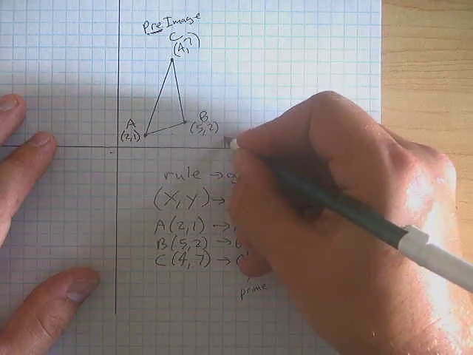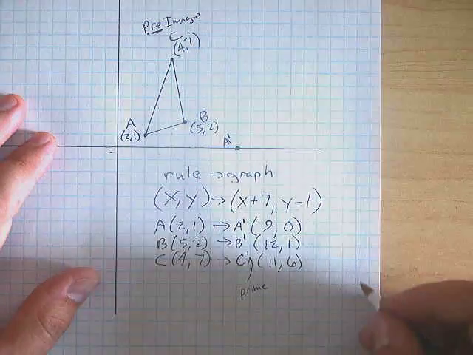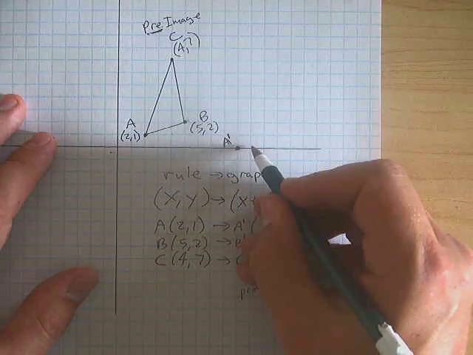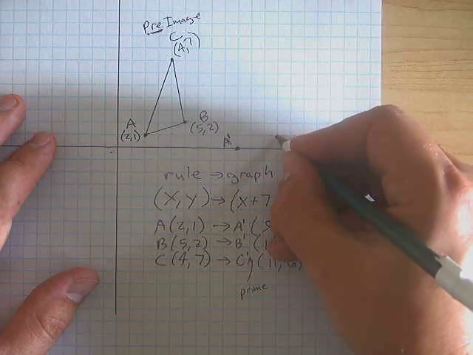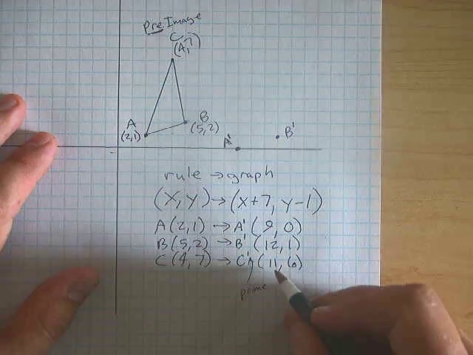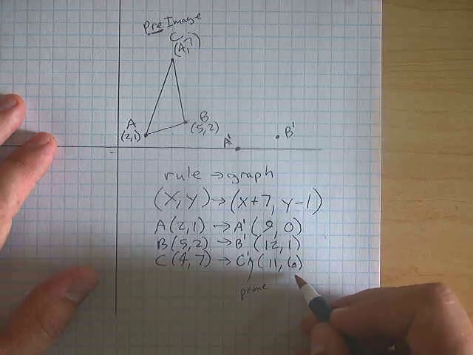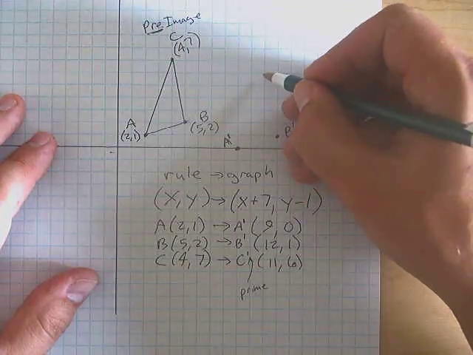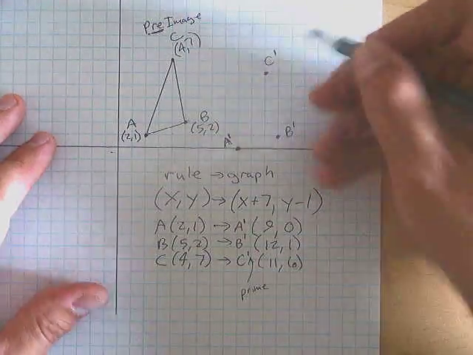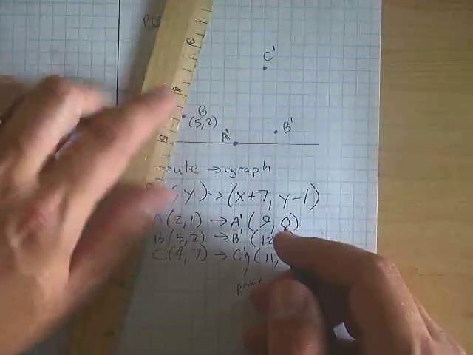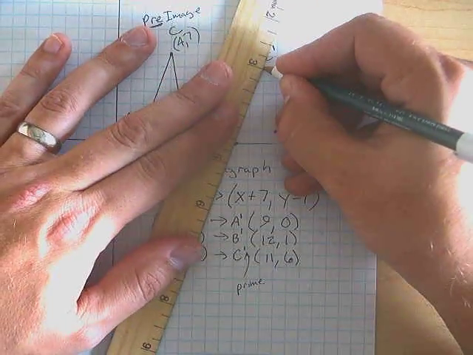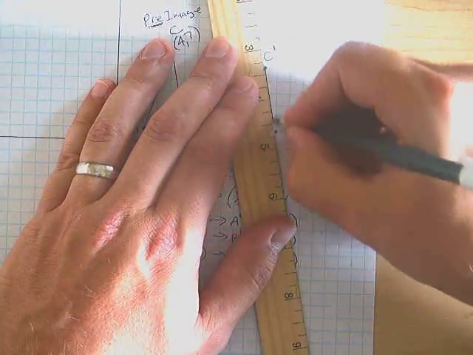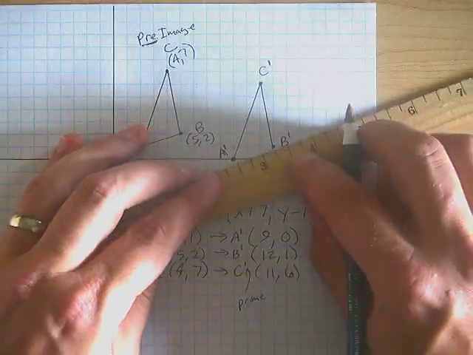I'm going to graph A prime, which is (9, 0), so I go over 5, 6, 7, 8, 9, and 0. This is going to be A prime. B prime is going to be (12, 1), so this is 9, 10, 11, 12, and 1. This is B prime. And C prime is (11, 6). So go over 11, up 1, 2, 3, 4, 5, 6. This is C prime. Now I'm going to connect those points together.